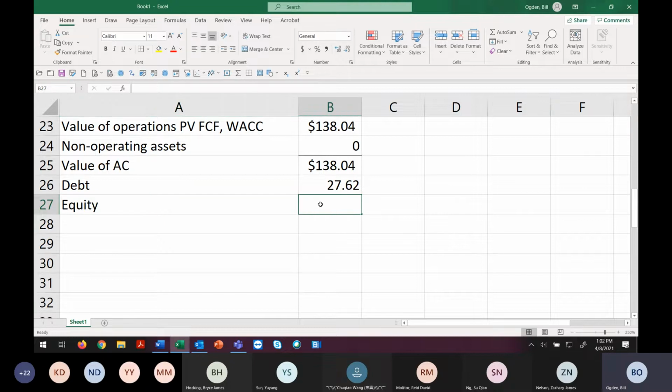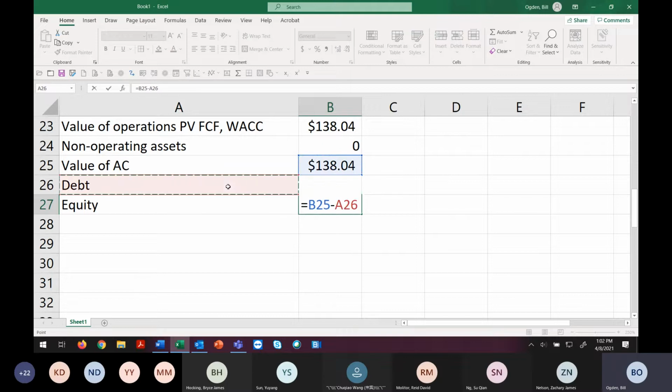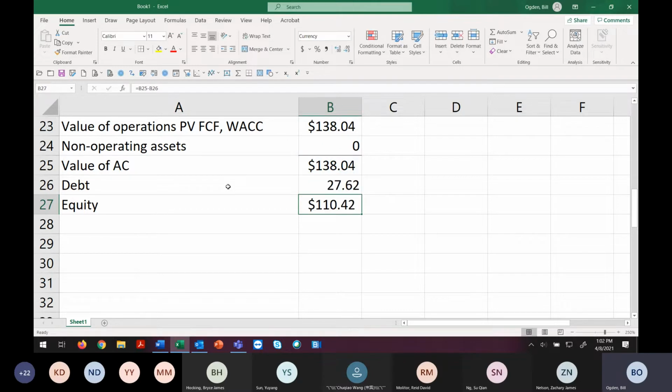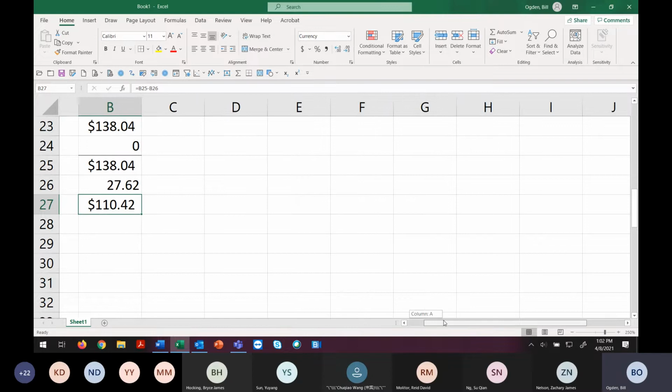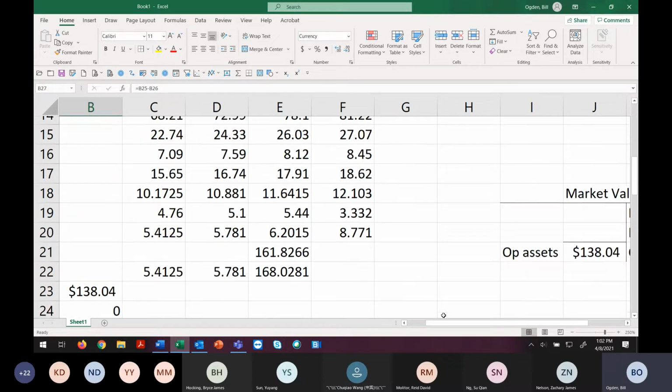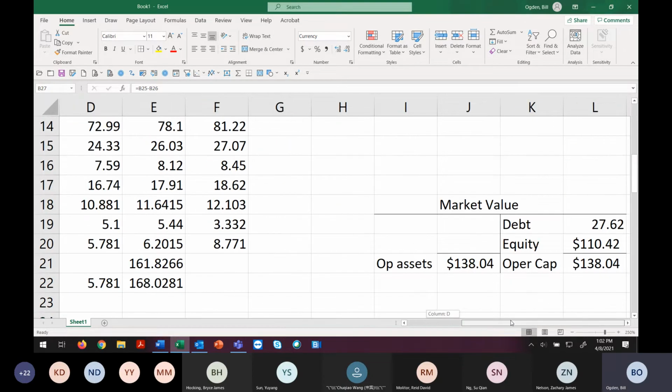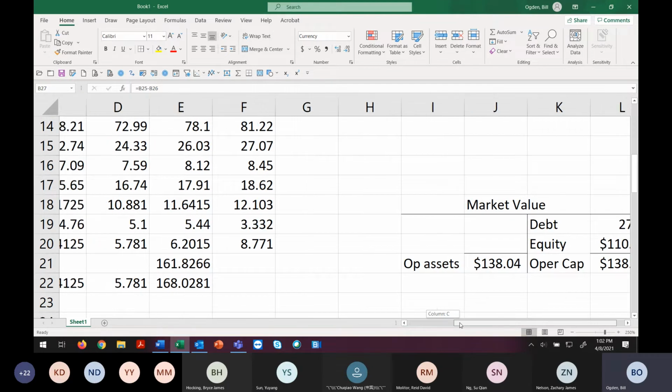All right, and we'll say equals. We'll take this one and subtract the debt. Oh, you have the equity. That's what I did over here. Where did it go? That's what I did over here, isn't it? I'm just showing you with the financial statement, that's what we did. All right, let's come back here.